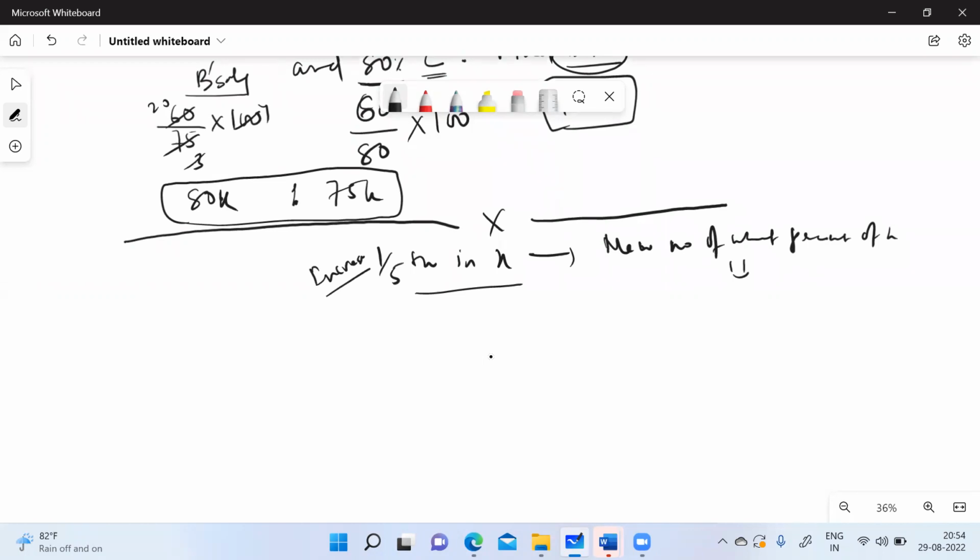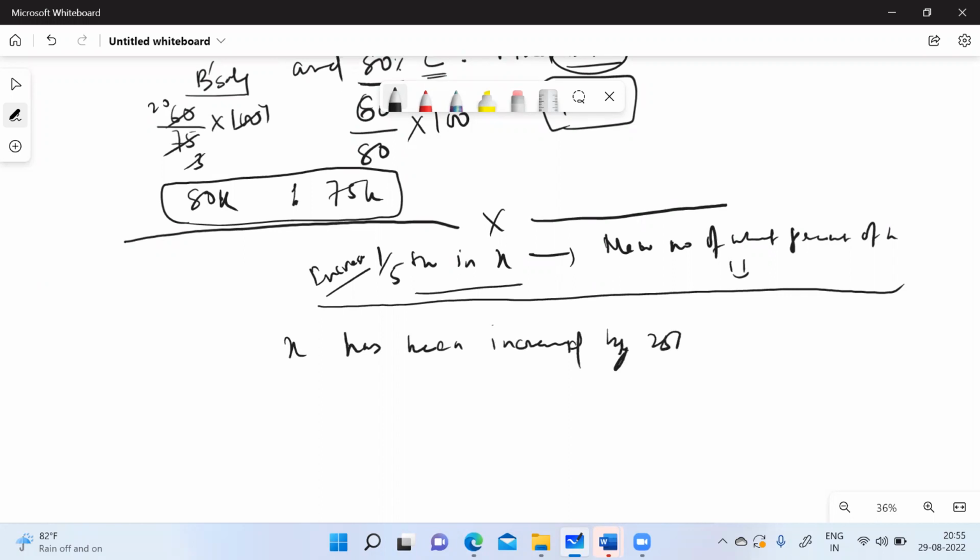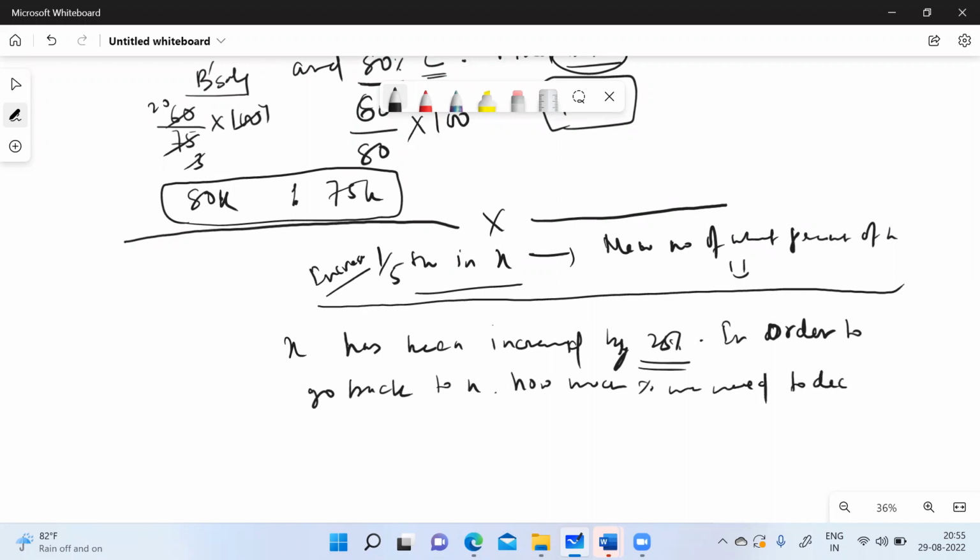So in this topic, you will get a unique set of problems where you will be asked to go back to the previous number. Like if I say x has been increased by 25%. Now, in order to reverse back, in order to go back to x, how much percent do we need to decrease from the new number? Tell me.